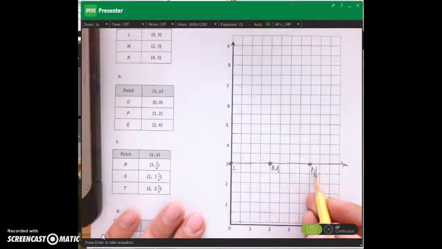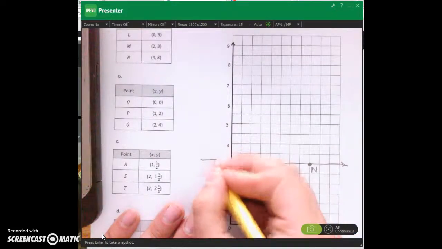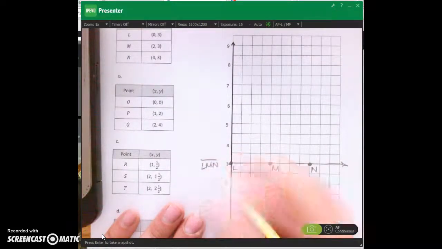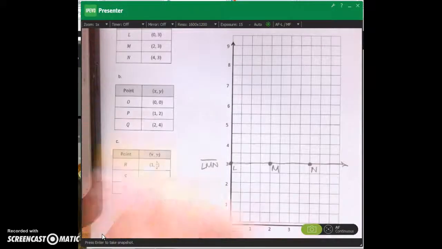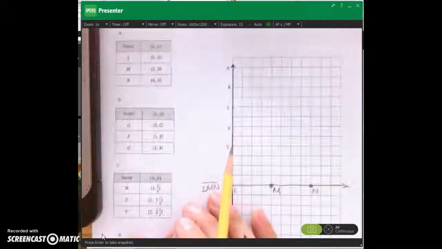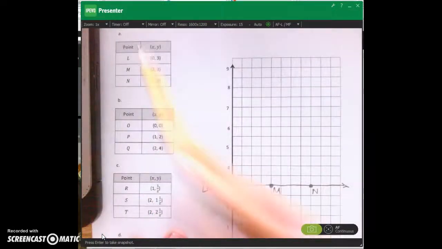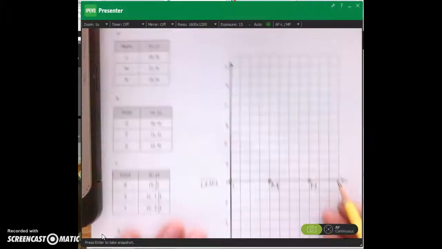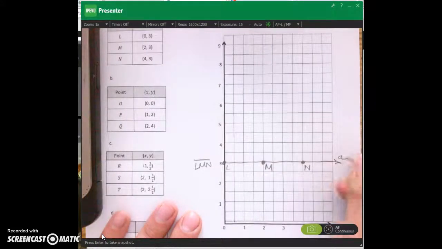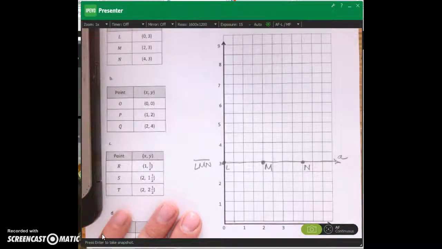You go in order. I could say line LMN. But today what I would like you to do is just put a little lowercase a. See how this is letter A? Put a little lowercase a right next to that line when you're finished with it. Doesn't have to be a cursive A. Same thing anyways. So just a little lowercase a to show that you labeled that line. Please do the same thing for line B, C, and D.